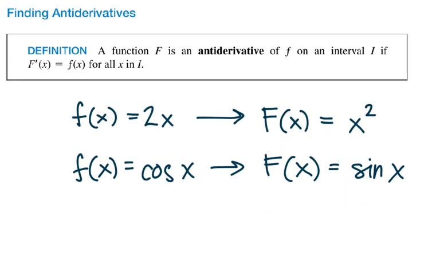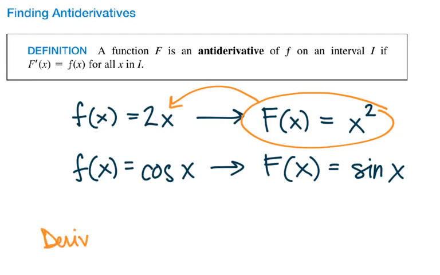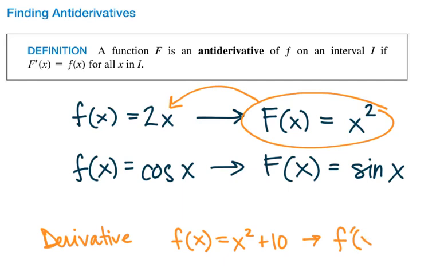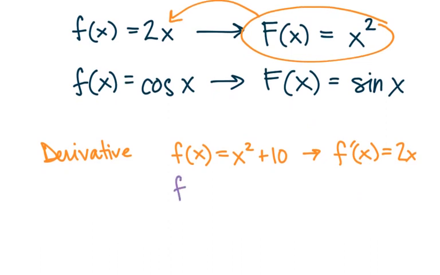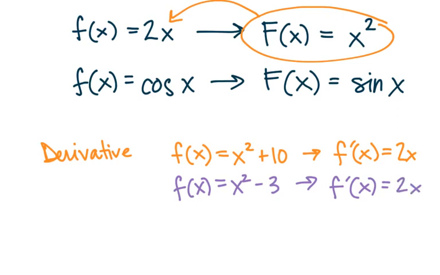But what we have to think about now is, going from f of x equals x squared back to 2x, is that the only function that has the derivative of 2x? If I look at derivatives, going in the opposite direction, if I have f of x equals x squared plus 10, wouldn't I be able to say that f prime of x is 2x? And what if I had f of x equals x squared minus 3? That would also be f prime of x is 2x, right?